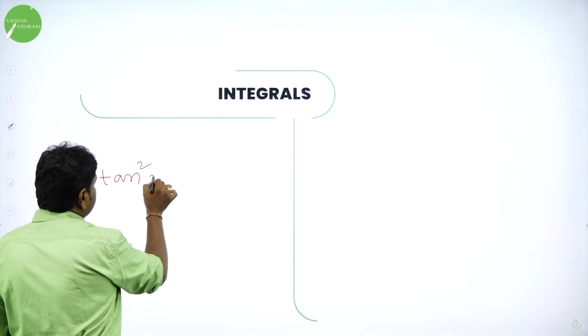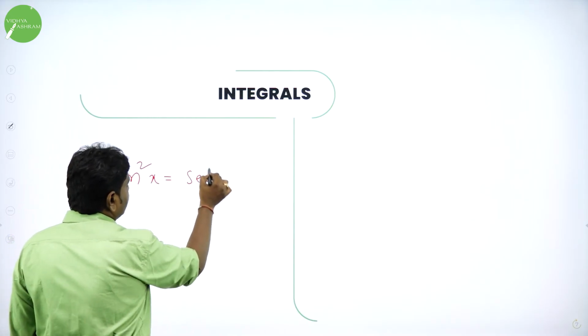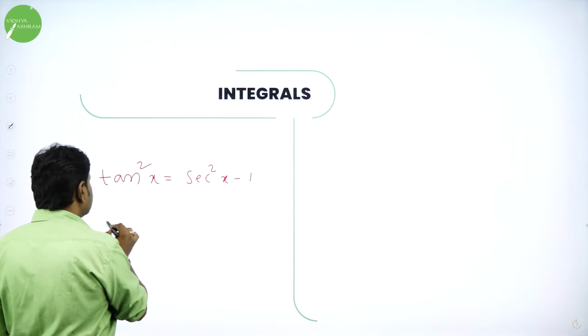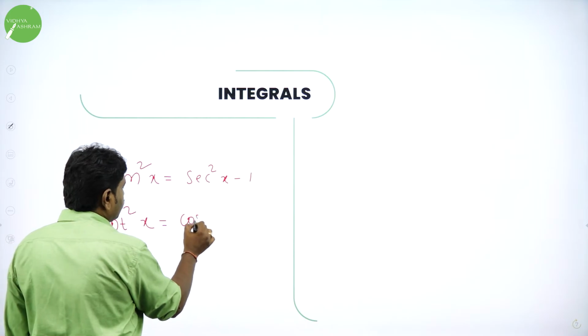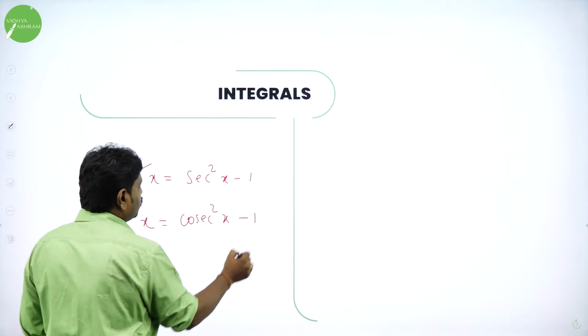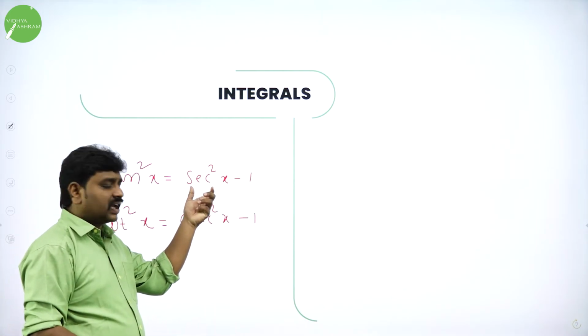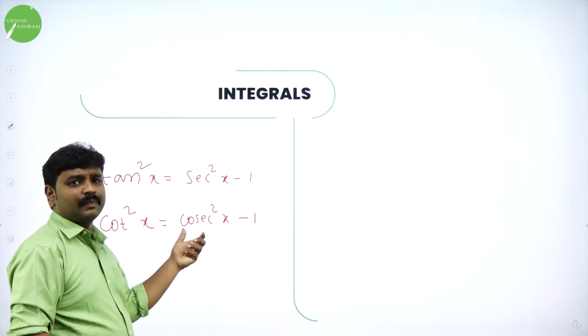So whenever you see tan square x, you can write it as secant square x minus 1. Similarly, we'll get situations where you will get cot square x. Write cot square x as what? Cosecant square x minus 1. Why? Because you can integrate secant square, that is tan x. You can integrate cosecant square, that is minus cot x.